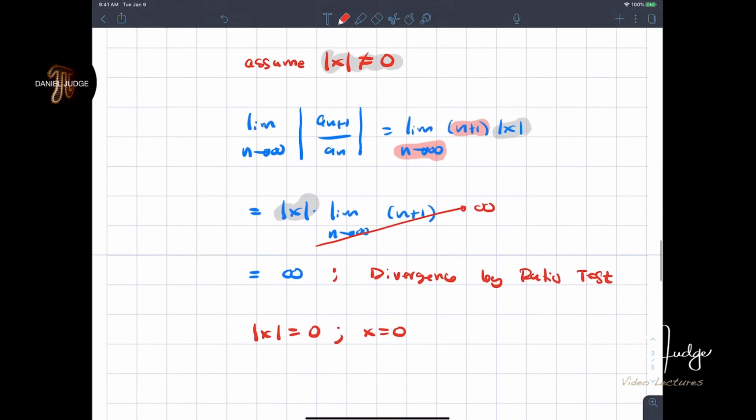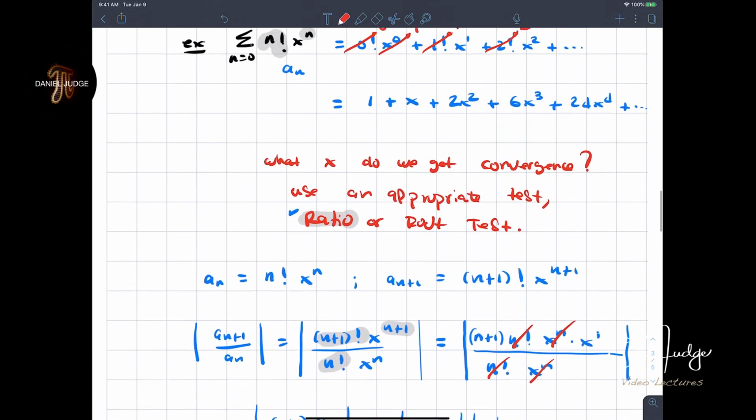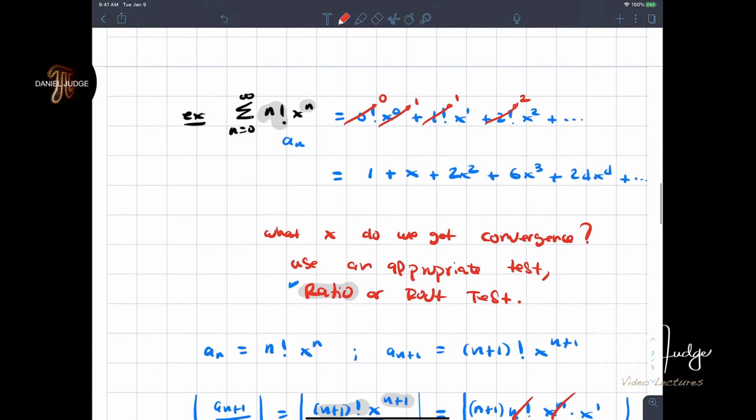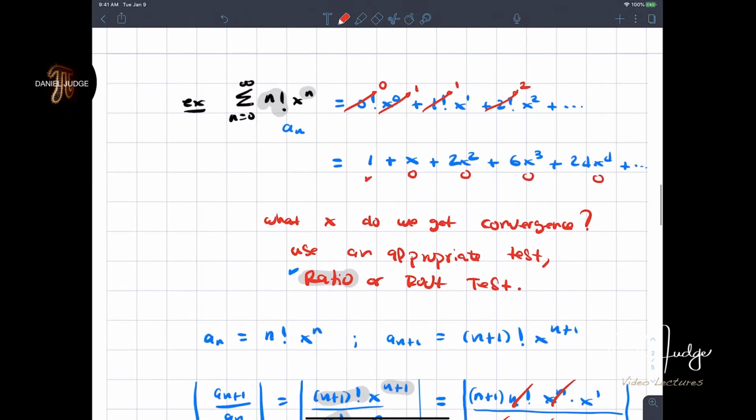And what this really means, if x is 0, ladies and gentlemen, if I go back here and I place 0 wherever there's an x, this is the only time we get convergence, when x is 0. Because the sum here will be just equal to 1. So I just want to look at that detail there and show you guys.